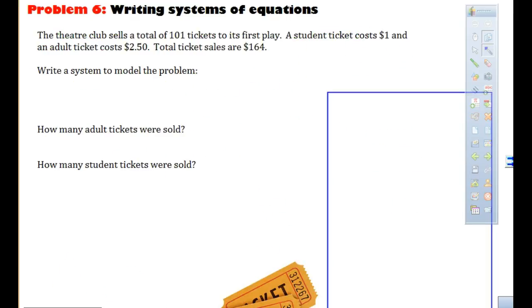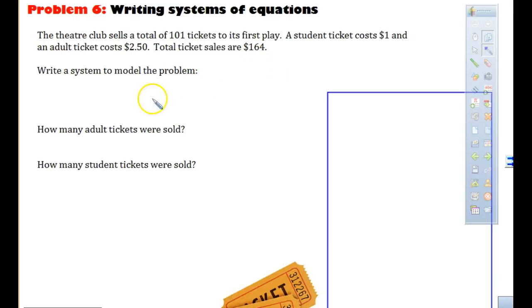Last one that we are going to look at before we get started. Anyone want to volunteer to read? Go ahead. The theater club sells a total of 101 tickets to its first play. A student ticket costs $1 and an adult ticket costs $2.50. Total ticket sales are $154.